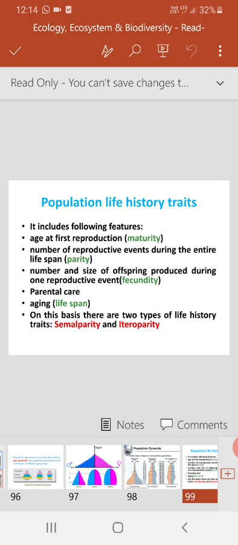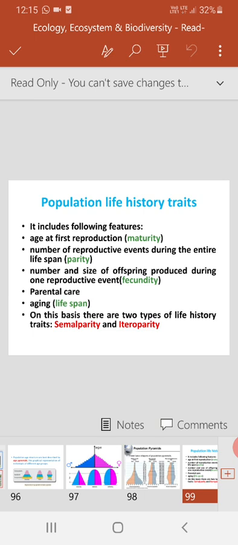These are some of the important characteristics. The first is the age of reproduction, that is, age at first reproduction. What is the age at which the individuals of a population reproduce, that is, maturity? Some individuals reproduce at a very late age. Some individuals reproduce very early.